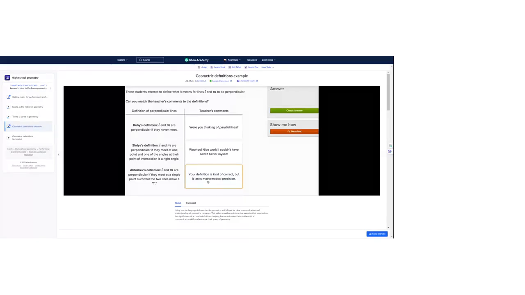What does he mean by, what does it mean to make a T? Shreya's definition is much more precise. They're perpendicular if they meet at one point, and one of their angles at their point of intersection is a right angle, a 90-degree angle. Let's check our answer. So let's do a few more of these.